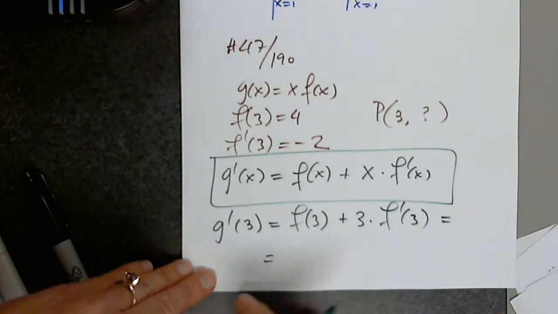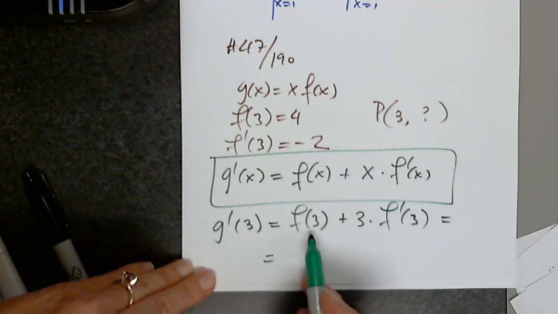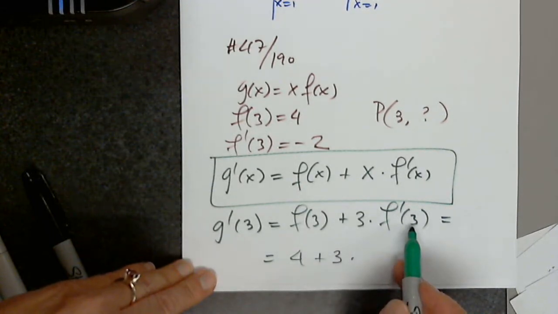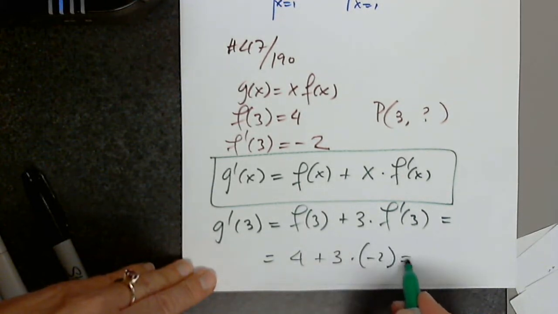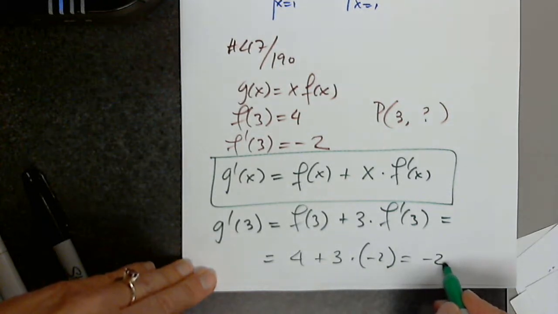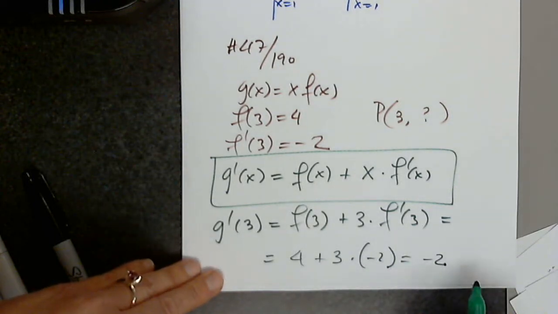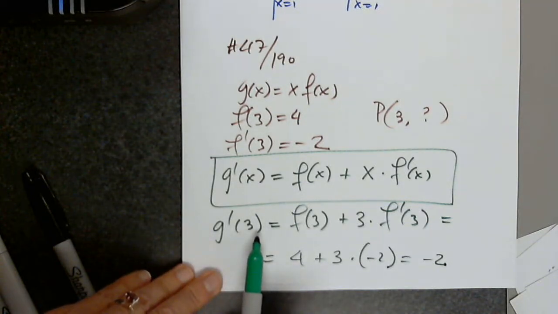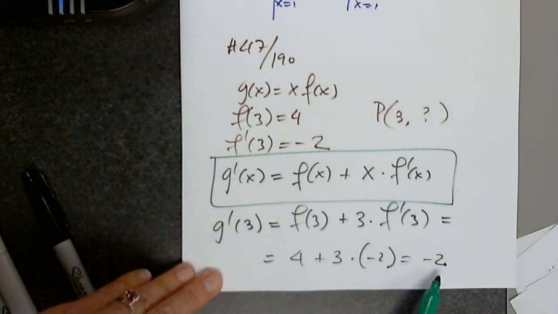F of 3 plus, excellent, times f prime of 3. And now let's see if we have these numbers. Do I have this? Plus 3. Do I have this? Negative 2. So 4 minus 6 is negative 2. So the slope at 3 is negative 2.